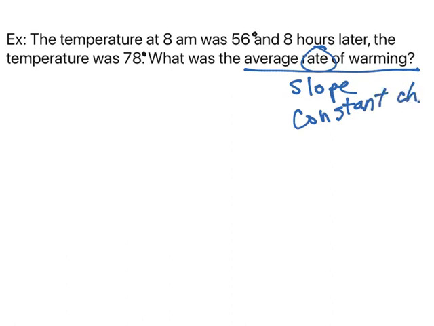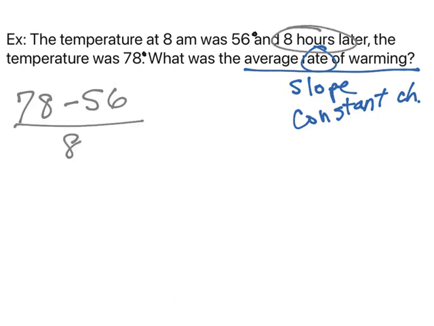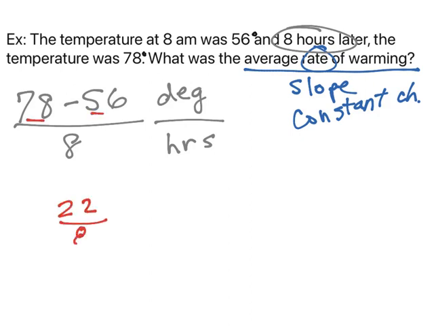Now, if we think about this, we could say, okay, so the ending temperature was 78 and it began at 56. So we know the difference in temperatures, and we know there were 8 hours. So we divide by the number of hours. So for units, we have degrees in the numerator and hours in the denominator, because slope is the rate of change. We got to talk about the units. All right, so in the numerator, 78 minus 56 is 22, and then we have that over 8.